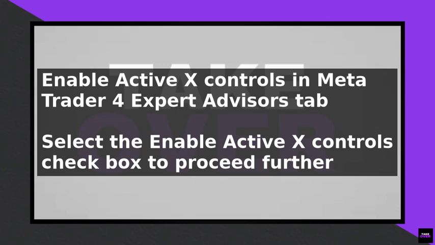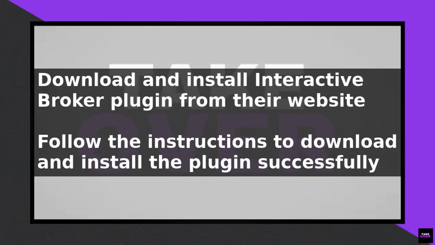Now you need to download and install the Interactive Broker plugin for MetaTrader 4. You can do this by going to the Interactive Broker website and following the instructions to download and install the plugin. After installing the plugin, restart your MetaTrader 4 platform.